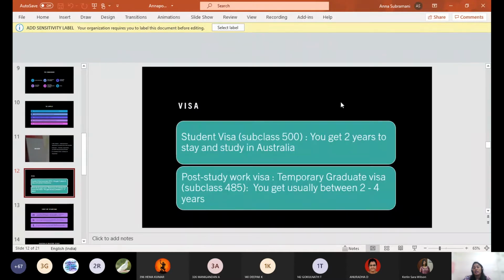And yes, coming back to visa, when you apply as a student, you get 2 years to stay and study in Australia. For example, if it starts in July 2020, it goes till July 2022, after 2 years. So roughly around 24 months, you get a student visa.